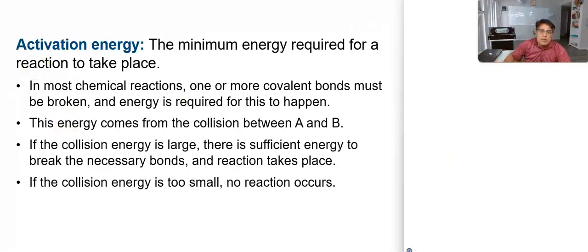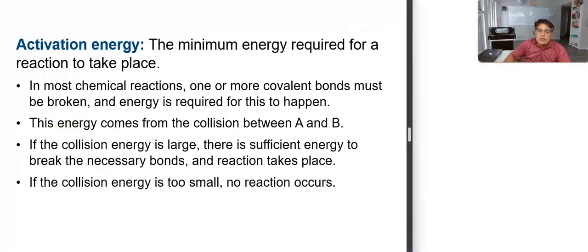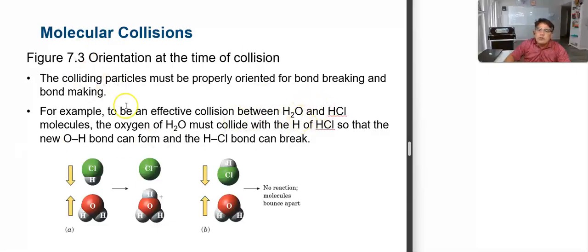Okay. So now let's look at molecular collision. The colliding particles must be properly oriented. For example, for an effective collision between water and hydrochloric acid molecules, the oxygen of H2O must collide with the hydrogen of HCl so that the new OH bond can form. So a collision first needs sufficient impact, sufficient energy. That is one. The other is that orientation is also important.